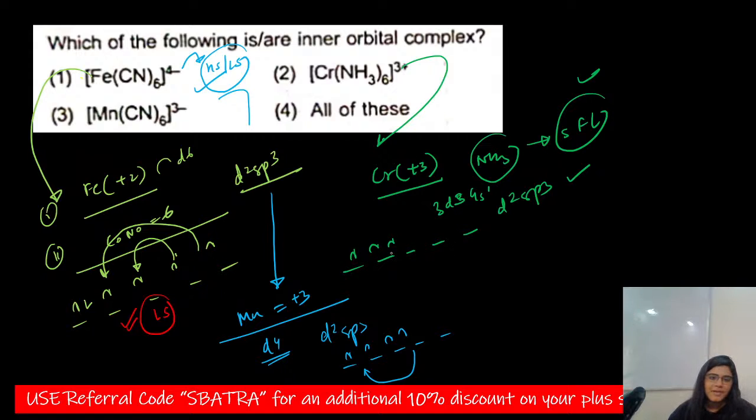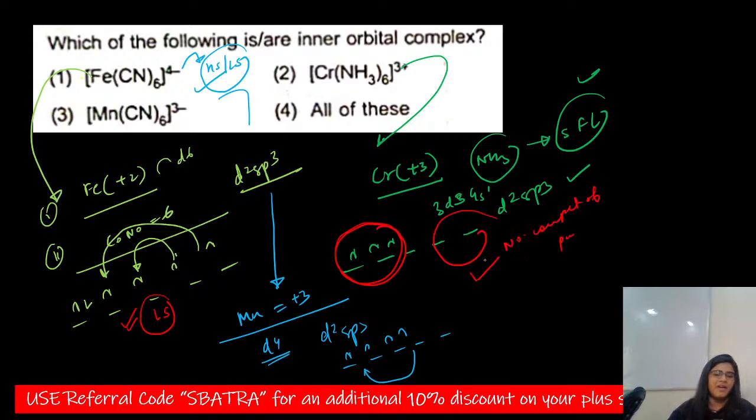In the second complex, there is no concept of pairing, because we have two vacant orbitals. So there is no concept of high spin or low spin. If I take the third complex, yes, there is a concept of pairing, so definitely this is also low spin. So the first one is low spin, the third one is low spin.